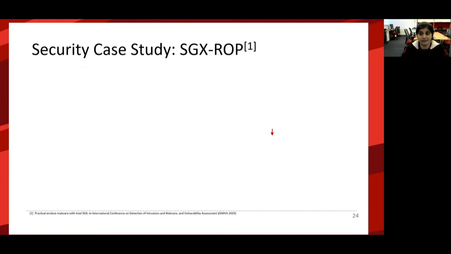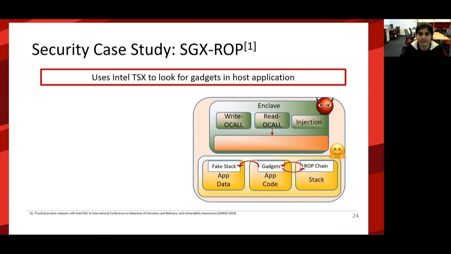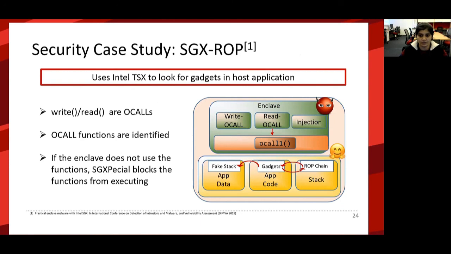From the malicious enclave endpoint, we talked about SGX ROP that uses Intel TSX to look for gadgets in the host application. The functions read and write are OCalls, and they are identified and analyzed by SGXPecial itself. If the application does not use these functions, they're not allowed to be executed while inside the enclave. Also, SGXPecial performs argument-based specialization as well. So if the functions are indeed required, this takes away the ability to read and write arbitrary memory from them.